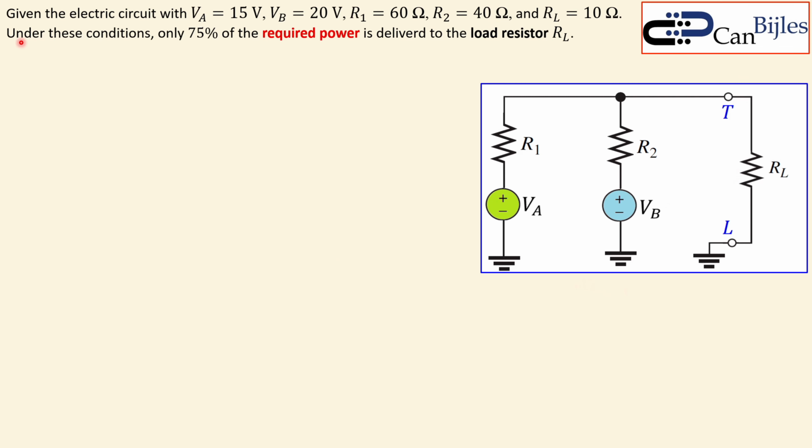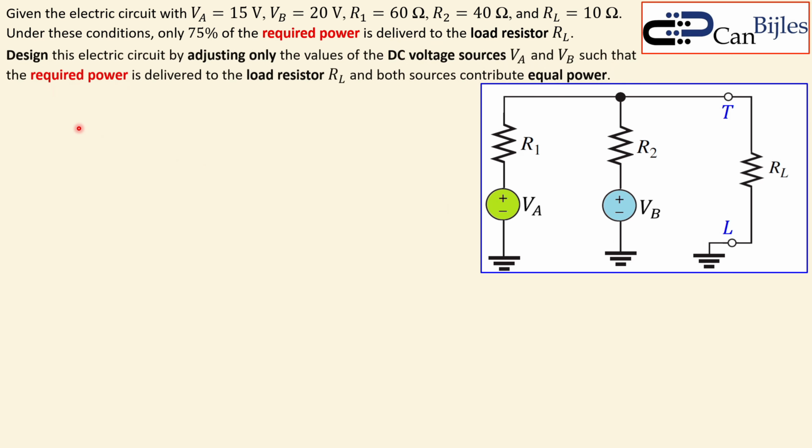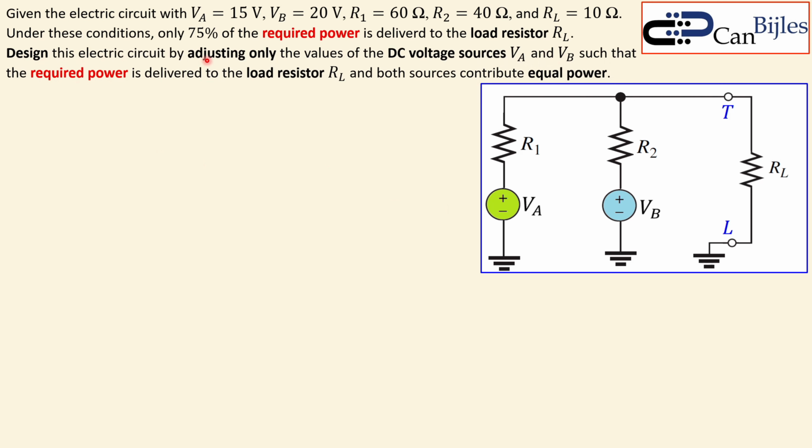But the question here is the following. Under these conditions, only 75% of the required power is delivered to the load. So not 100%. We need 100%. Now the question is: design this electric circuit by adjusting only the DC voltage sources. So we can only change the values of VA and VB such that the required power is delivered to the load and both sources contribute equal power.